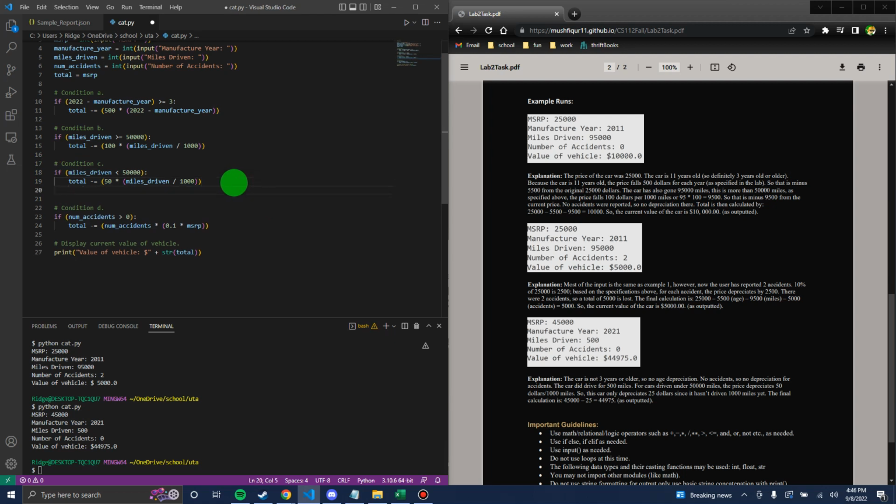So what is this saying in here? Well, total is going to be minus equal to essentially 50 times miles driven, in this case 500, divided by 1,000. And what is this? That is 1/2, or 0.5. So we're going to get 50 times 0.5, which is equal to 25. So that's how we get the minus 25 in our code.